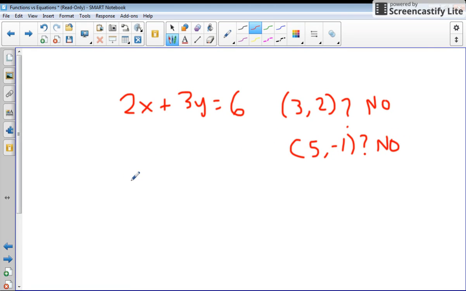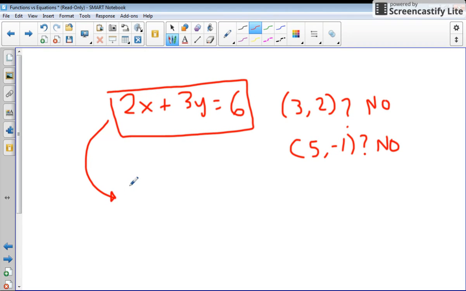All right, last question here. Since I couldn't give you one, can you come up with one solution to this function?